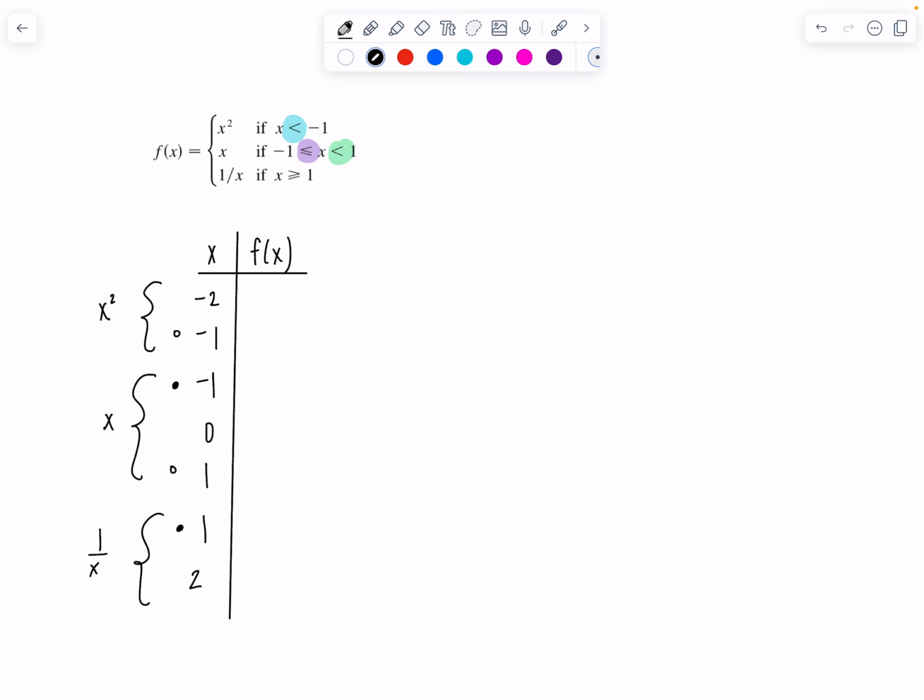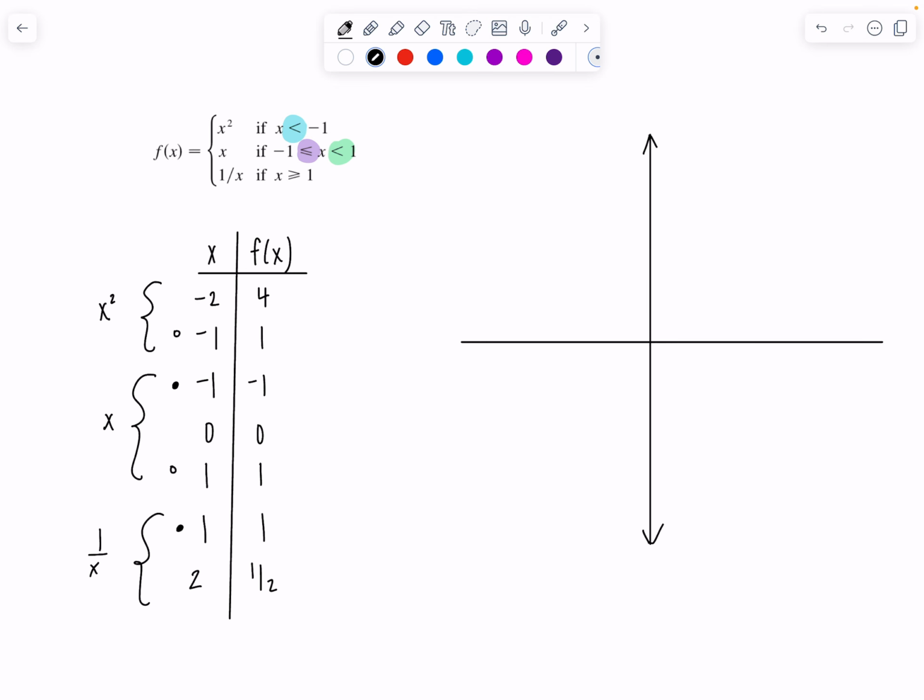So x squared, let's get the y values now. This will be a +4, a +1. f of x equals x just spits back out whatever you had for x. And then 1 over x. 1 over 1 is 1, and 1 over 2 is 1/2. All right, so there's going to be basically 3 pieces that we're putting together. Let's see how it all looks. Again, no really crazy values, so that's good for us. We have to go up to 4. 1, 2, 3, 4. 1, 2. Right? That's pretty much all we did.